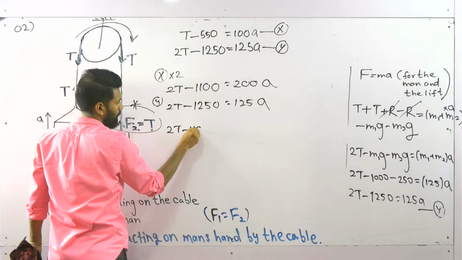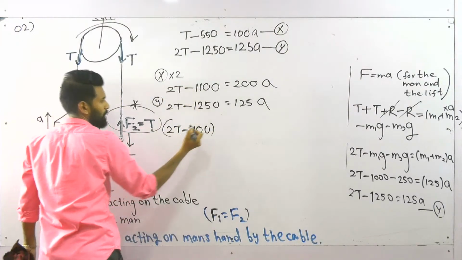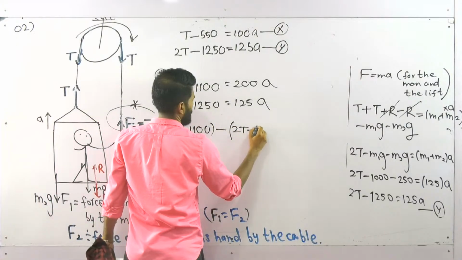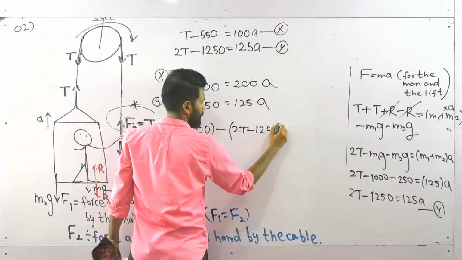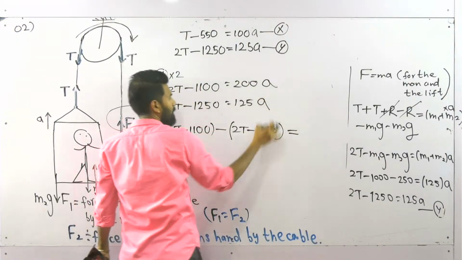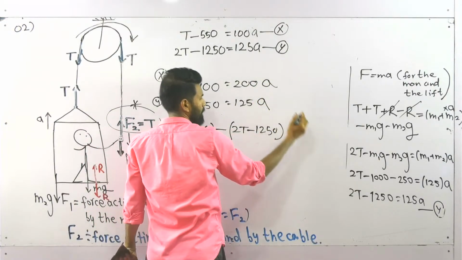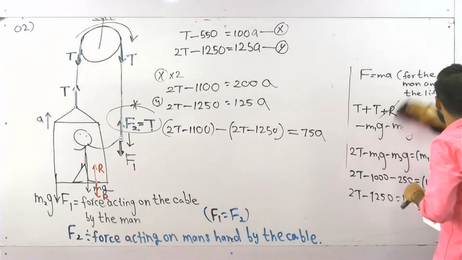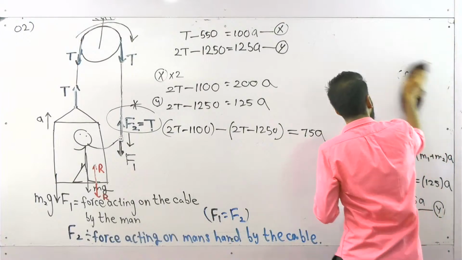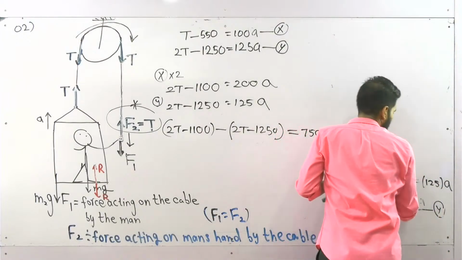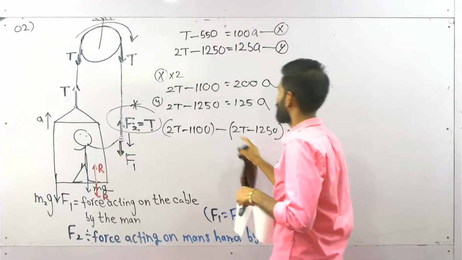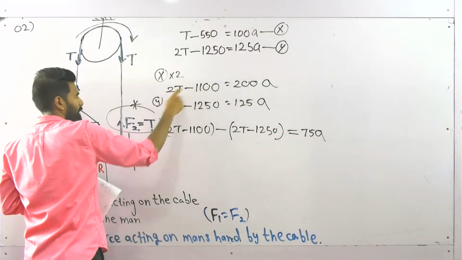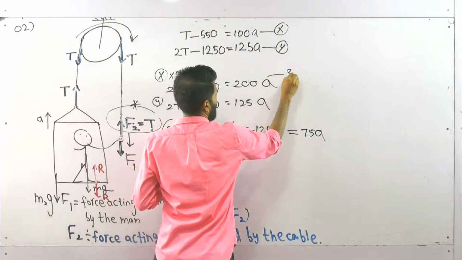2t minus 1100, first equation. I'm subtracting the second one from it: 2t minus 1250. On the right side, 200A minus 125A, 75A. I have to write the two equations, one with a single t and the other with 2t. Then I multiplied the equation with t by the numerical value 2 and got equation c.